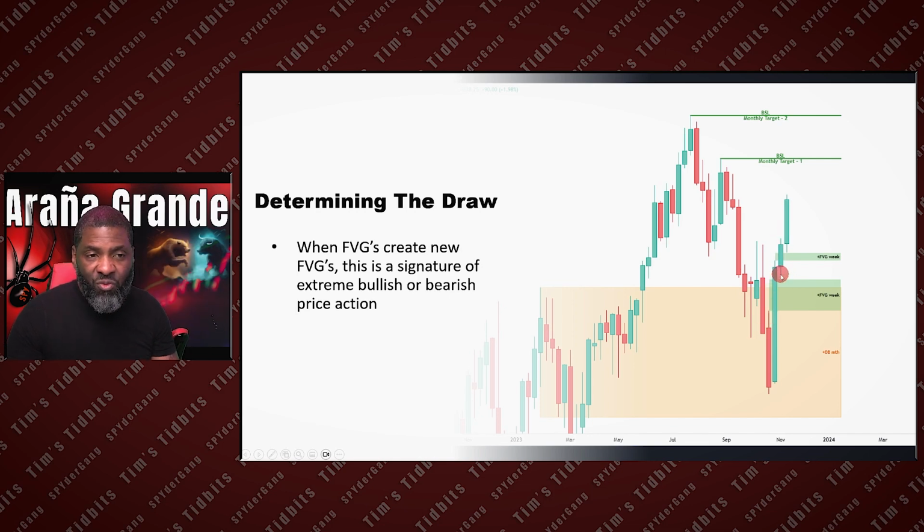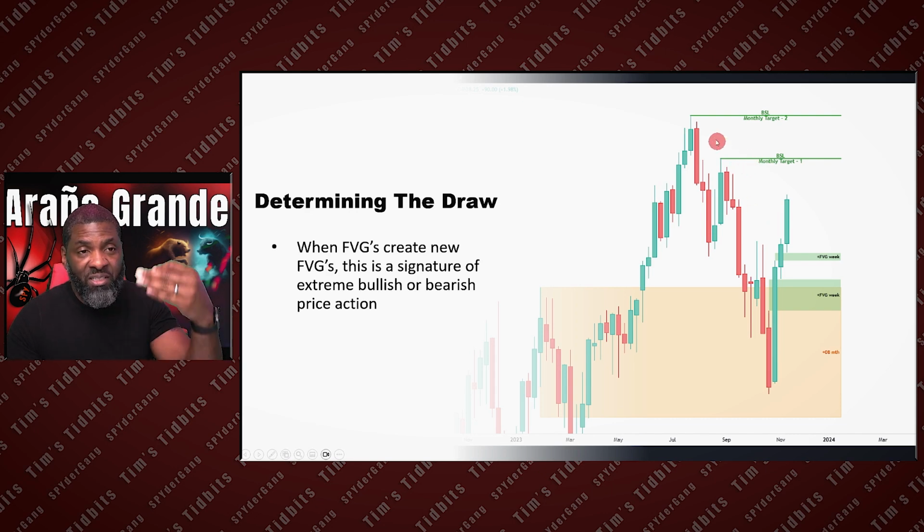So when fair value gaps create fair value gaps, that's exceedingly bullish. In this case, when BISIs create BISIs, that's exceedingly bullish. If SIBIs create SIBIs, that's exceedingly bearish. So this is exceedingly bullish. So we're continuing to look for a draw toward buy side liquidity.